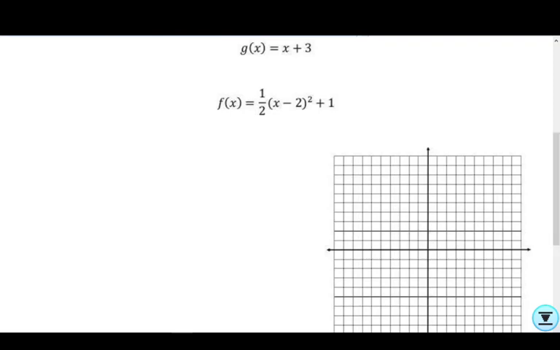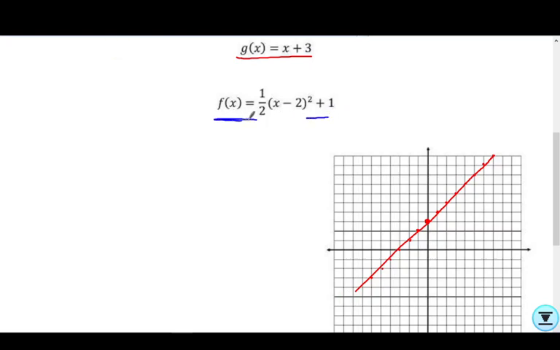Now, a linear function, you should know how to graph that. Okay? It's got a y-intercept of 3, 1, 2, 3, and a slope of 1. So this right here, this is my line. Okay?